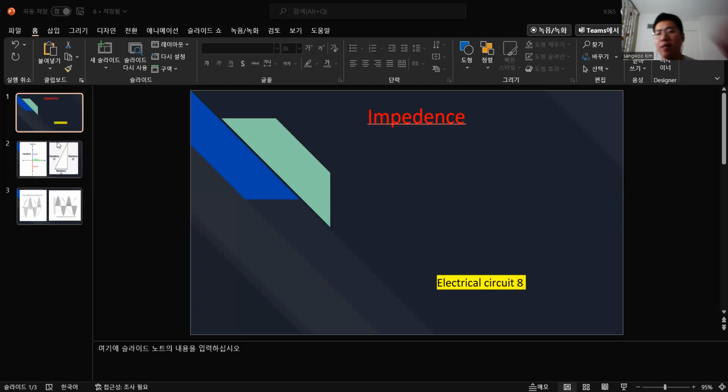So what does impedance mean first? It has almost the same meaning as resistance: it prevents current. But in DC, we say only resistance, the resistor. In AC, we say impedance. Let's see what the differences between them are, okay?